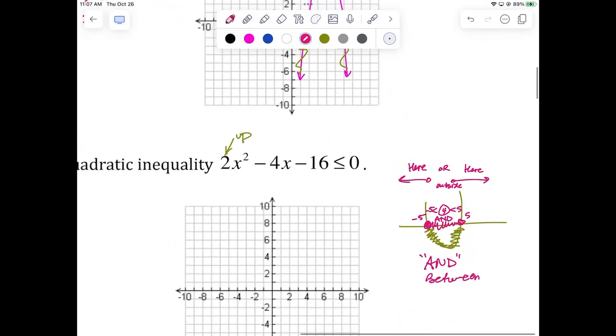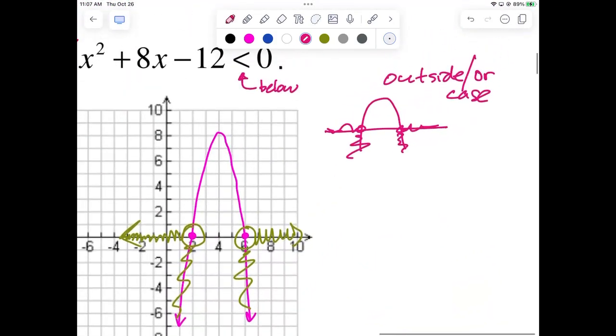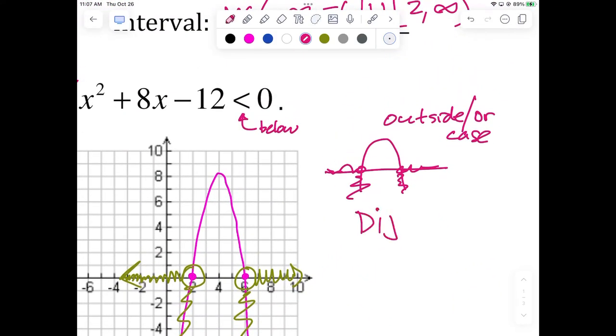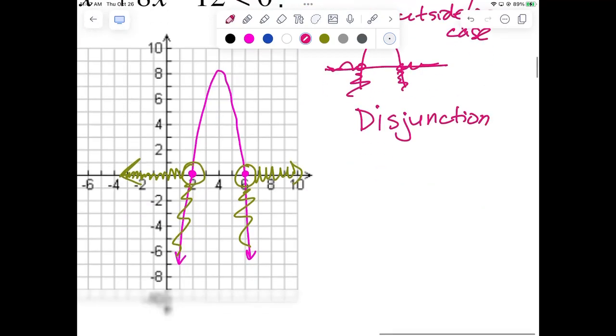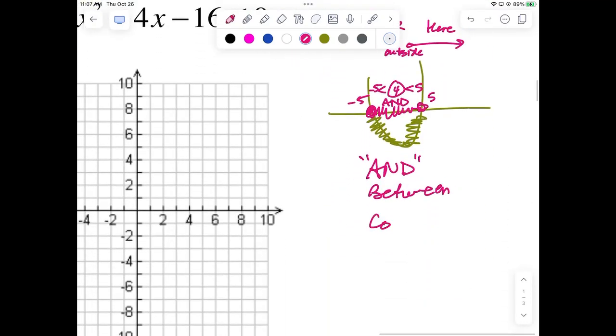Just like with quadratic inequalities, we called this back in the day the disjunction. You remember the disjunction? That's the disjunction, and this is what we called the conjunction. Those ideas are still going to be used even when we talk about other functions, okay? It doesn't have to just be absolute values. Anything that goes away is a disjunction and is an or case. Anything that's connected and is between is an and case and it's a conjunction.